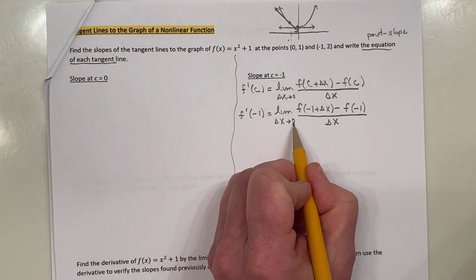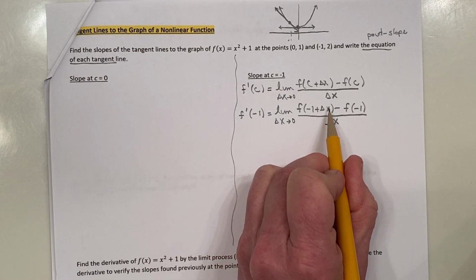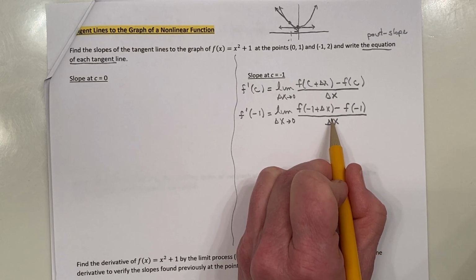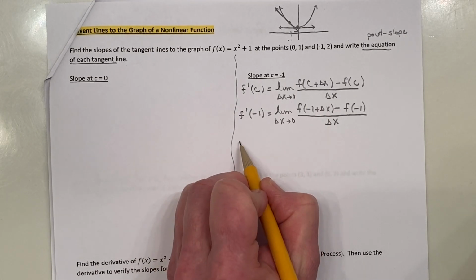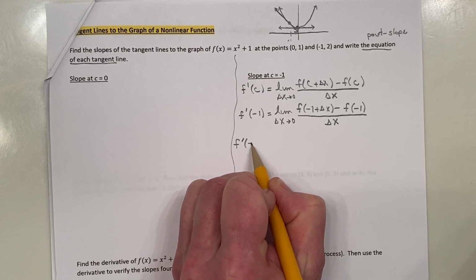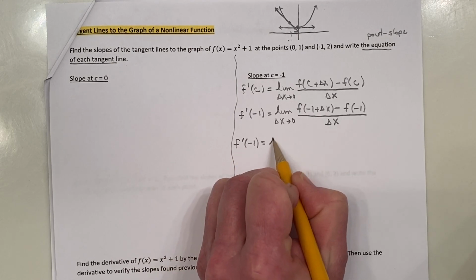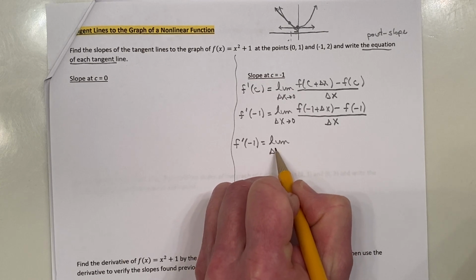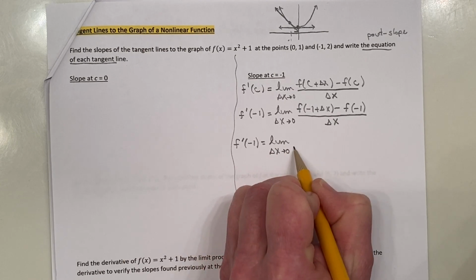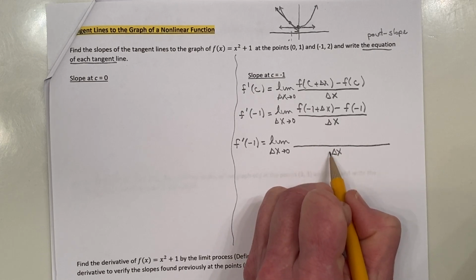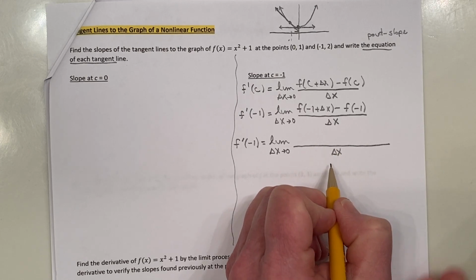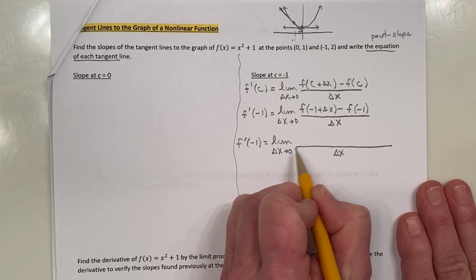At this point, if I tried to find the limit, I'd be plugging in 0 for both delta x's, but that's going to give me indeterminate. So I still have more work. I know I'm going to have delta x down here, and that's really an issue. That's what I'm trying to get rid of at the end so that I can find the limit.